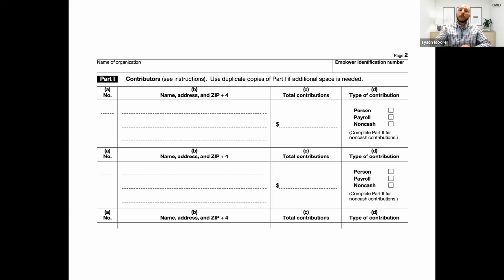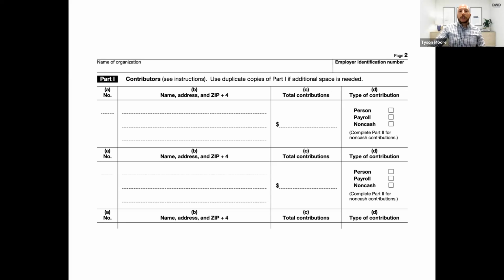Okay, so the next schedule that most organizations are going to need to complete is Schedule B. This basically shows all of your donations over $5,000 or 2% of your total revenue. On this schedule, we're going to list the donor's name, your address, the dollar amount. And again, this schedule is not open for public inspection as far as the names and addresses.